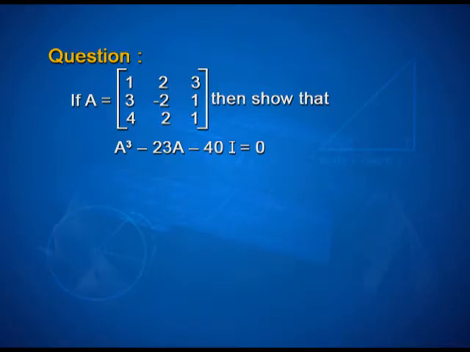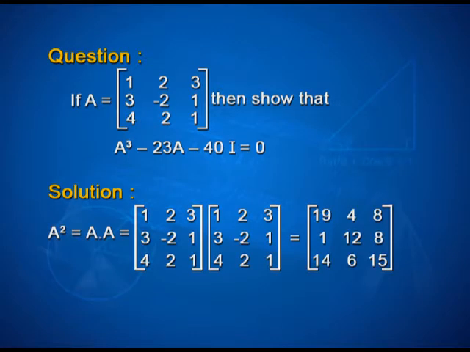Now, students, look at one interesting example which is asked in board exams many times. If matrix A is equal to [1, 2, 3; 3, -2, 1; 4, 2, 1], then show that A cube minus 23 A minus 40 I is equal to 0. Look at the solution on your monitor. A square is equal to A into A. This can be simplified as [1, 2, 3; 3, -2, 1; 4, 2, 1] into [1, 2, 3; 3, -2, 1; 4, 2, 1] is equal to [19, 4, 8; 1, 12, 8; 14, 6, 15] as a matrix on simplification.